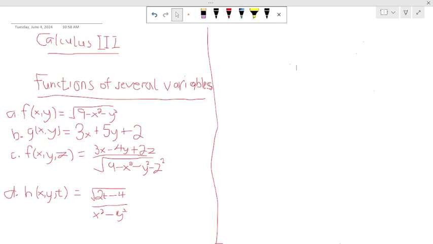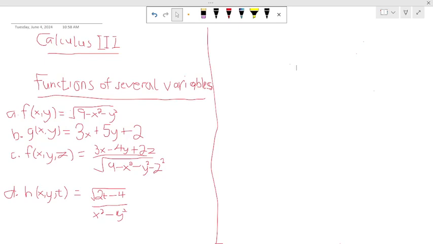So first of all, let's quick start with the first example. With our first example, we have a function of two variables, that is x and y. We have f of x, y to be equal to the square root of 9 minus x squared minus y squared. So now someone may ask, how do we find the domain?